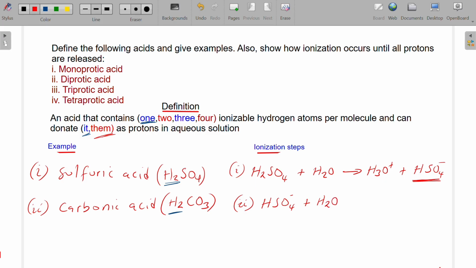And when we put it in water, what we are going to produce on the other side, we are still producing hydronium ions. And those are positive charged ions. And what remains here now, when we give one hydrogen, the remaining hydrogen will only have SO₄. The charge will now be 2 minus.